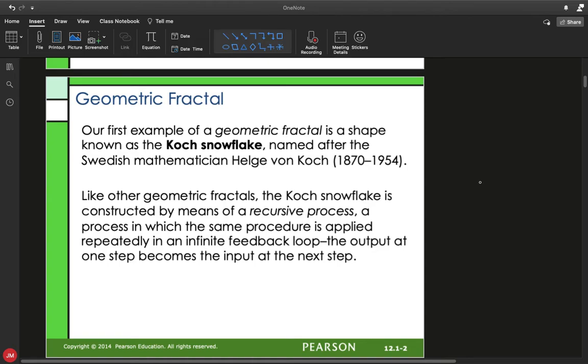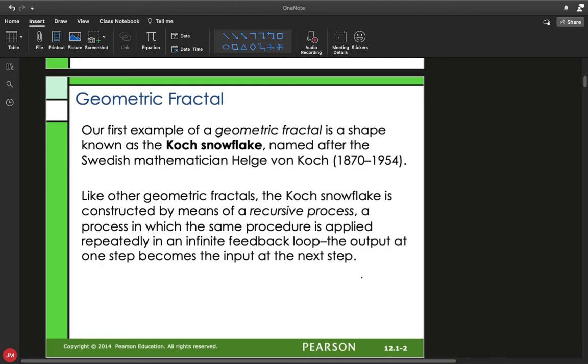So that being said, the history of it: first of all, the actual snowflake itself is named after a Swedish mathematician by the name Helga von Koch, who was alive from 1870 to 1954. Pretty recent, really, as far as the history of math goes. There hasn't been a lot of new development within the last 100 or so years. This is actually a pretty recent kind of thing that we're looking at.